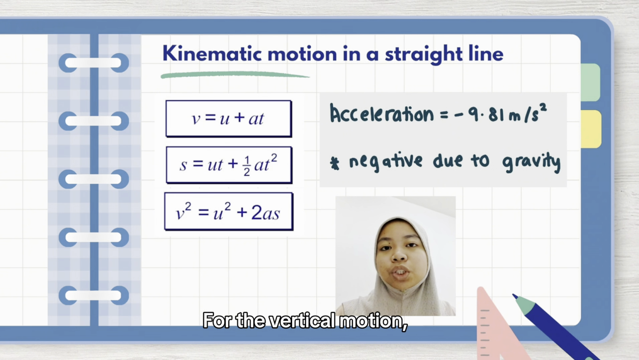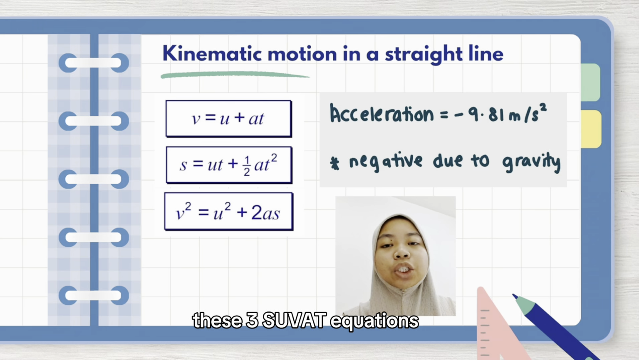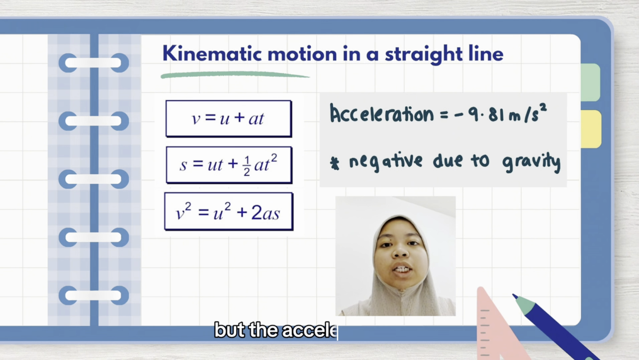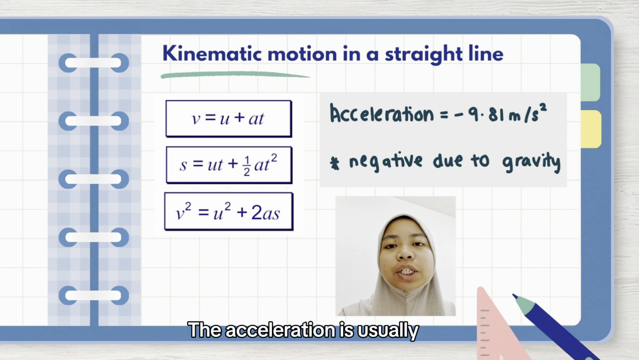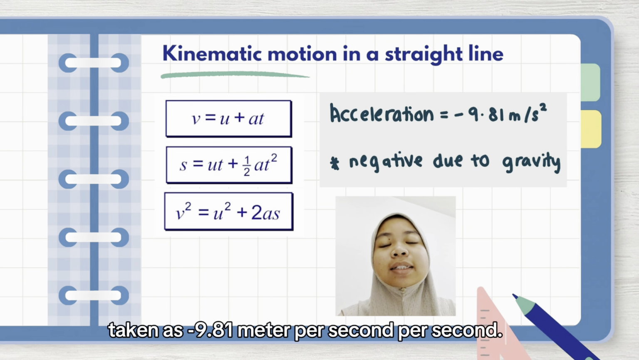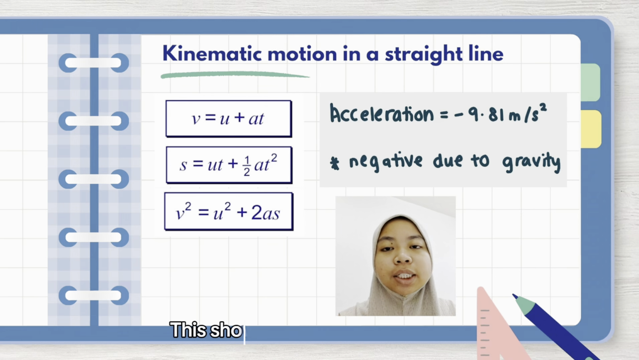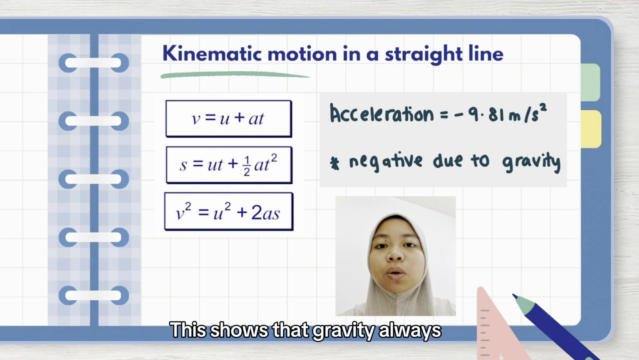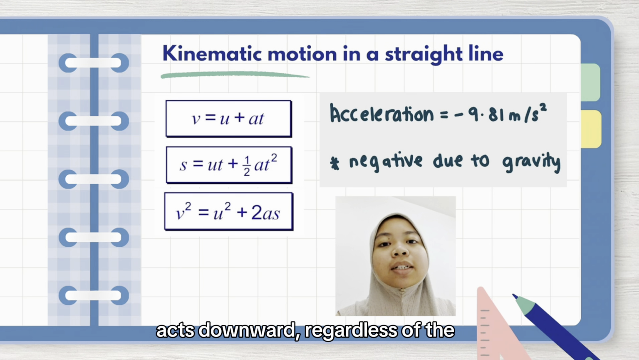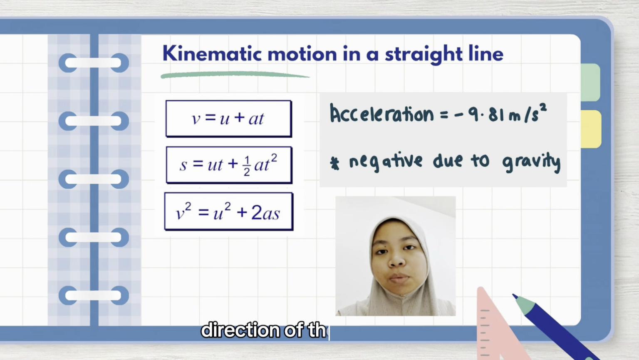For vertical motion, these same SUVAT equations are applied, but the acceleration is due to gravity. The acceleration is usually taken as negative 9.81 meters per second squared. This shows that gravity always acts downward regardless of the direction of the motion.